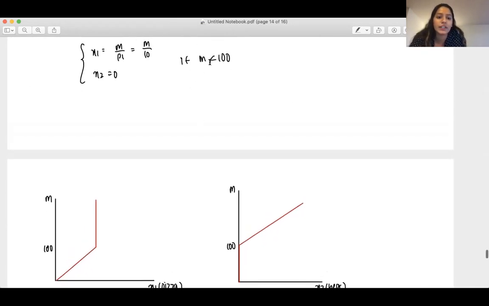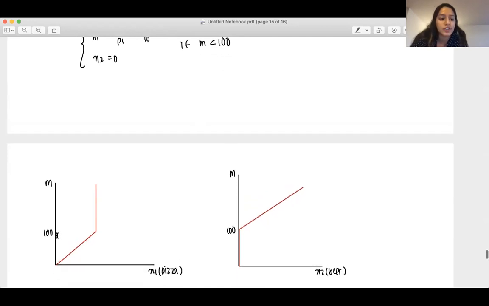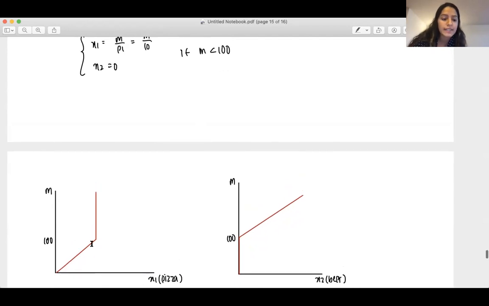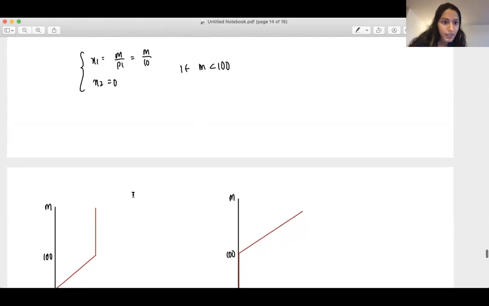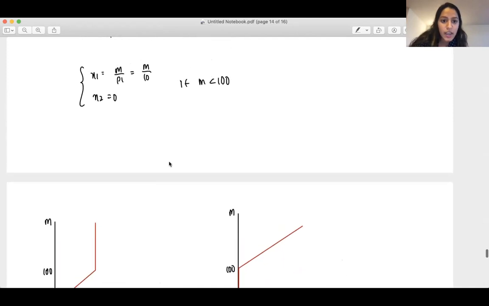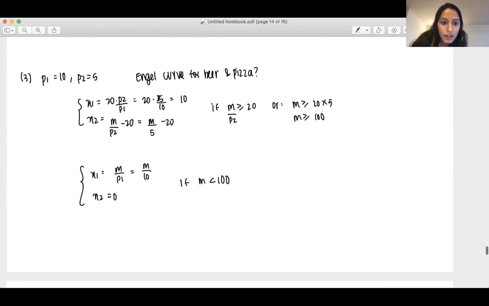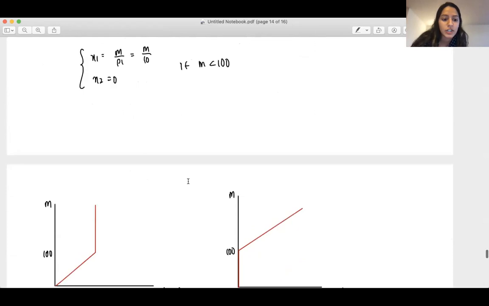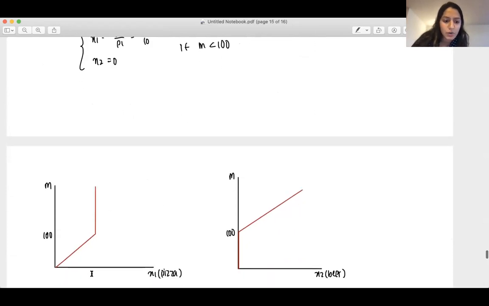Now here, as you can see, M is less than 100, which is why the curve will get kinked at 100, because that's when the function starts to change. So when it's less than 100, the function is M over 10, which is why it's a straight line. And then when it's more than 100, it's just equal to 10. So it's constant. I should have labeled this here as well. Here it's supposed to just be 10.